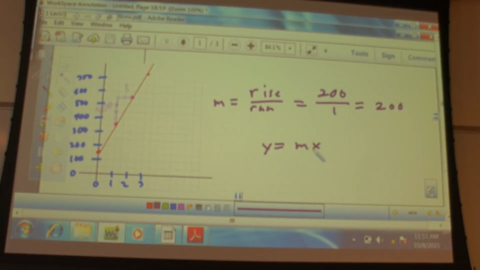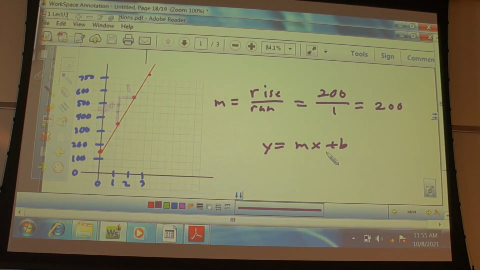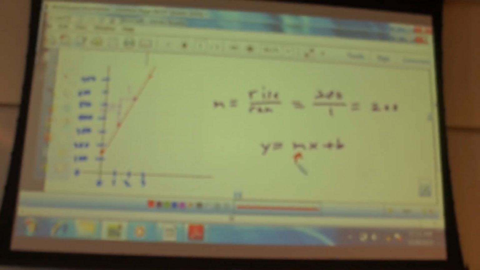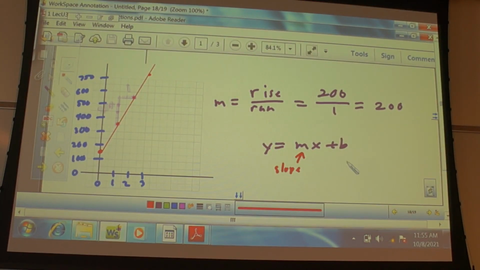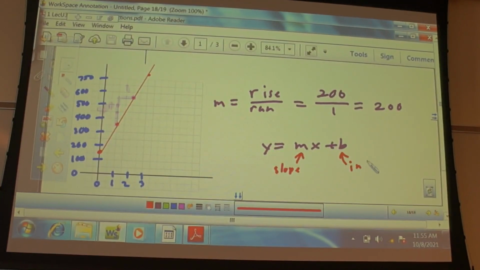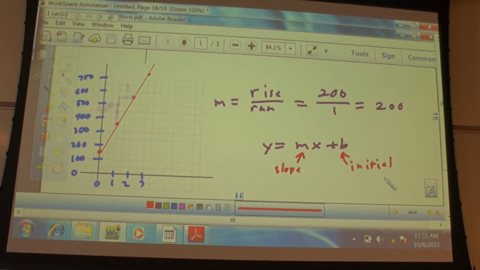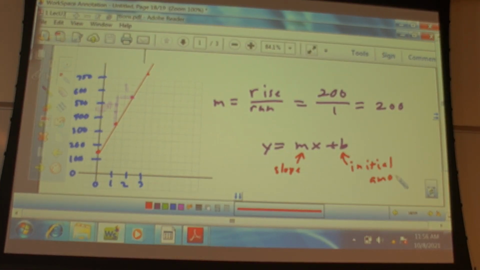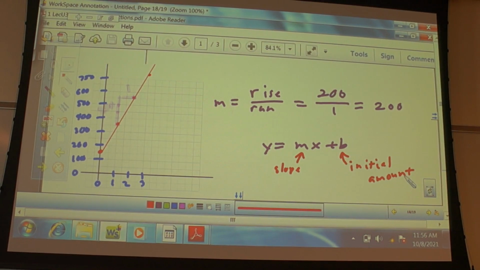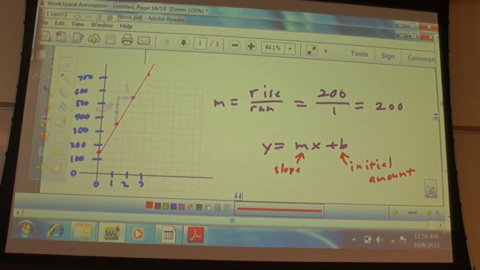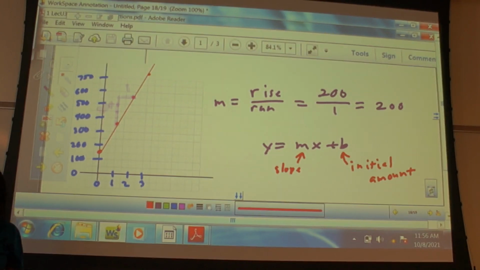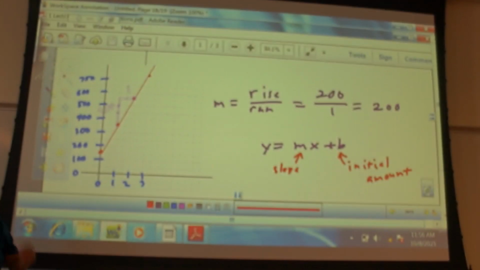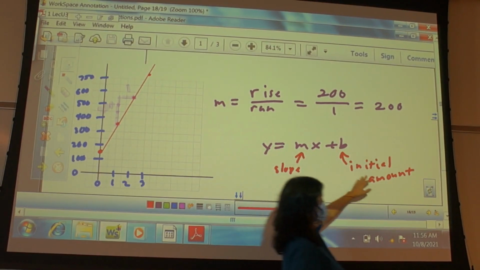That's why we have y equals mx plus b. Who's ever heard of y equals mx plus b? Most of you guys heard of that one? Right, m is our slope. And b is our initial amount, our starting amount. Initial means what do you have in the beginning? Initially, you initiate it. So have you heard of initiation at the beginning? Right? So the beginning amount.